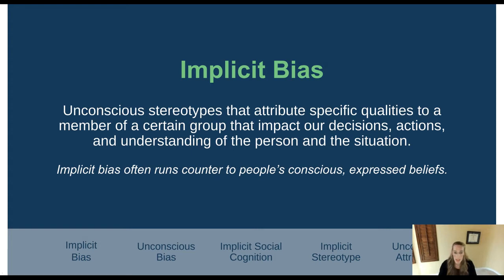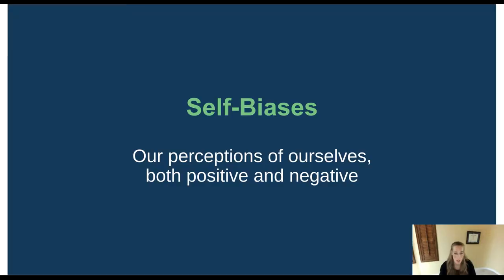At the bottom of this slide, you see a few different terms that are similar to implicit bias. They're just different ways of stating it. So implicit bias is also known as unconscious bias, implicit social cognition, implicit stereotype, and unconscious attributions.